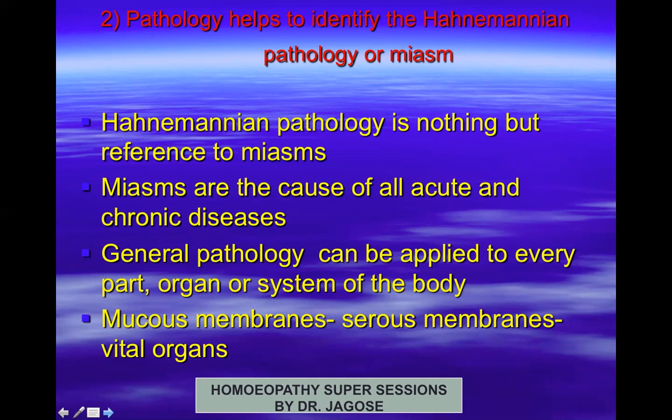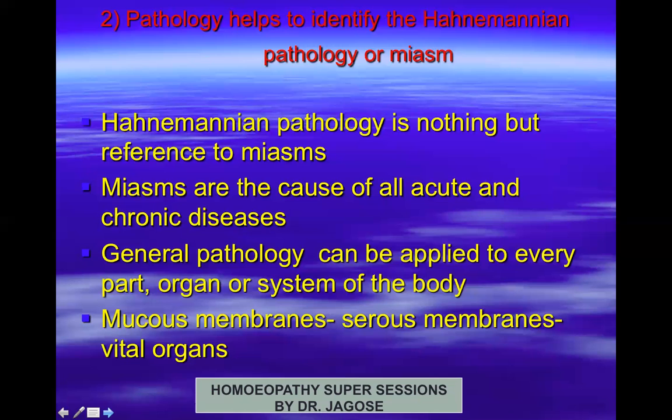Even for an acute disease, the exciting cause is responsible for the aggravation of the disease, and in the chronic disease, the precipitating cause or the maintaining cause is also responsible for the aggravation of the disease. Therefore, general pathology can be applied to every part, organ, or system of the body. So whatever the location, part, organ or system involved, you have to identify the pathology which can be equated with the miasms.